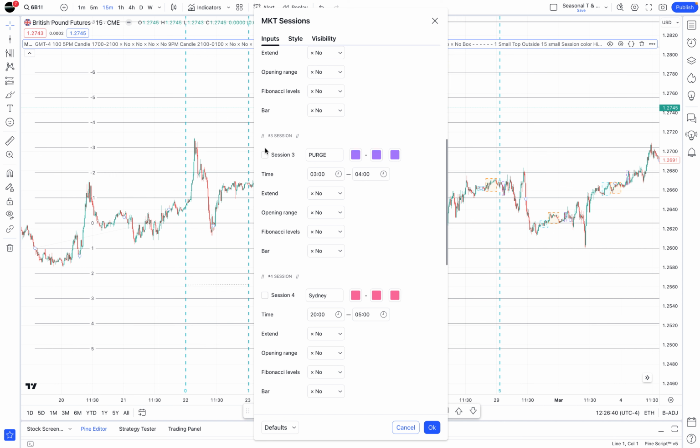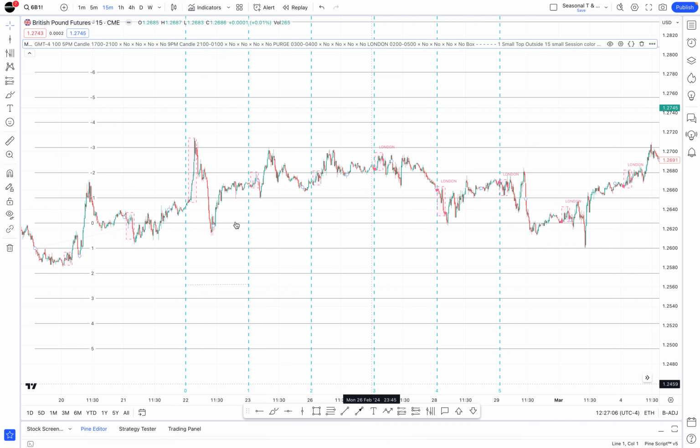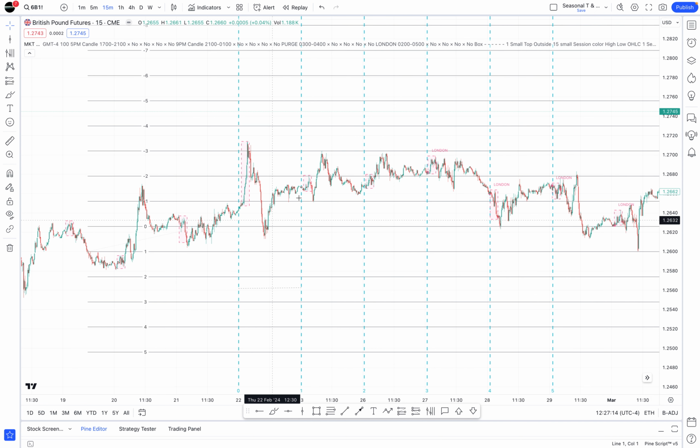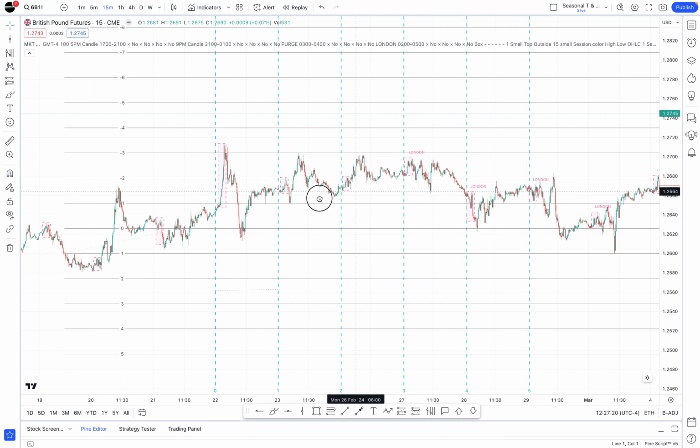This is something I was looking at and looking into. Let's enable Sydney. Let's change that to London. And that would be the normal London kill zone, 2 AM to 5 AM. Come on, show me. 2 AM to 5 AM. Okay, refresh. Okay, nice. See here, it hits it in London, continues lower, hits it in London, continues lower.